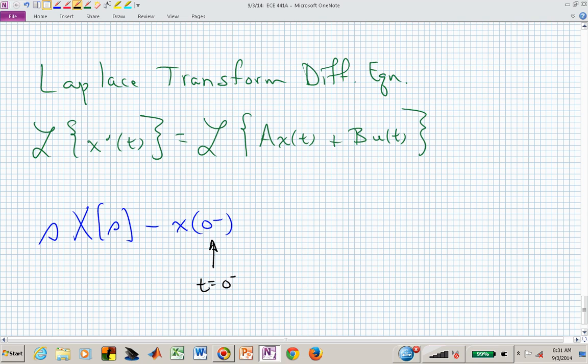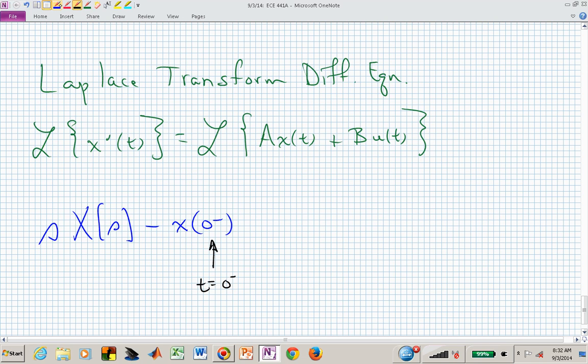So if you go back to all of your 320 material, if you look at the Laplace transform of the derivative, it's going to be s Z of s minus Z of 0 minus. And that's how it just works out. And so you're now keeping track of, or you need to know, the initial condition at time 0 minus. Okay? So that's the Laplace transform of the left-hand side.